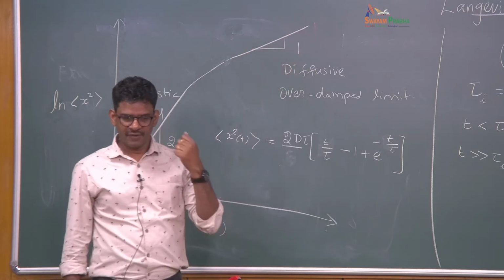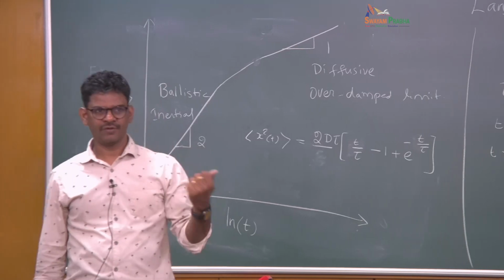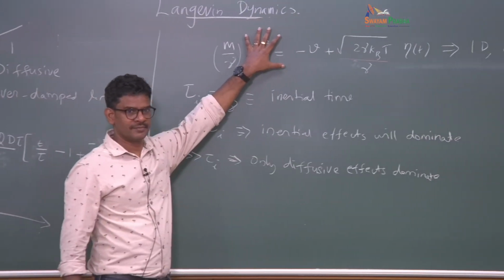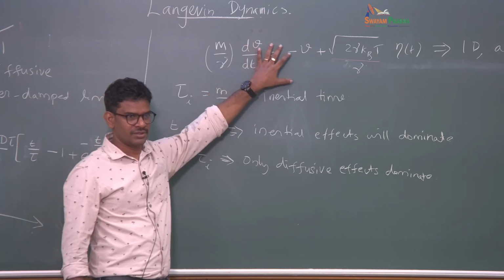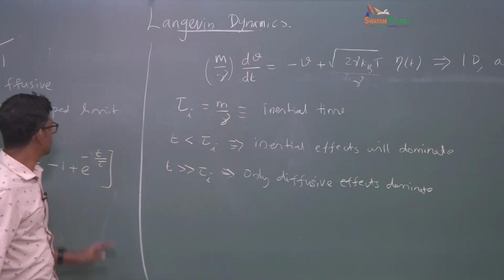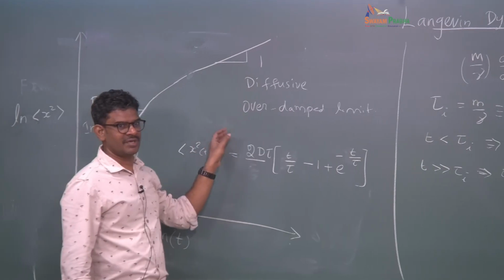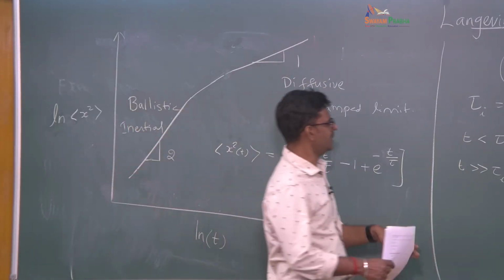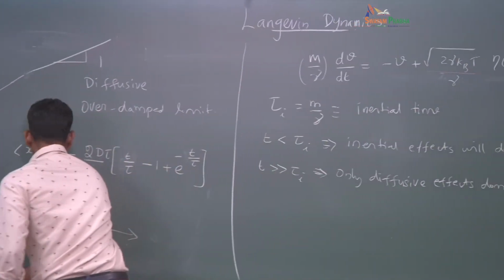Then if our interest is only in the diffusive behavior of a Brownian particle, what we can do is ignore this term. We can ignore this inertial term, and look at only the response in the larger time limit, where only the diffusive behavior will be exhibited. So then we put this equal to 0.